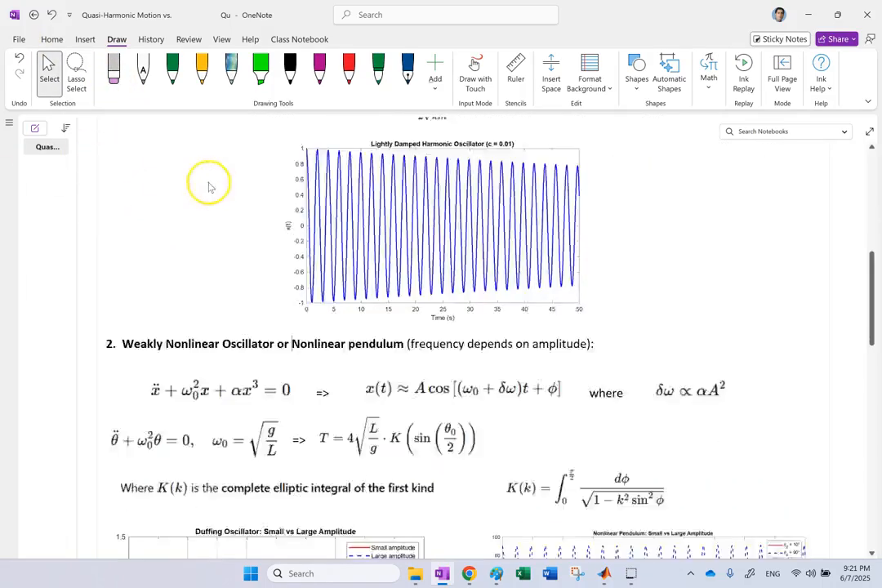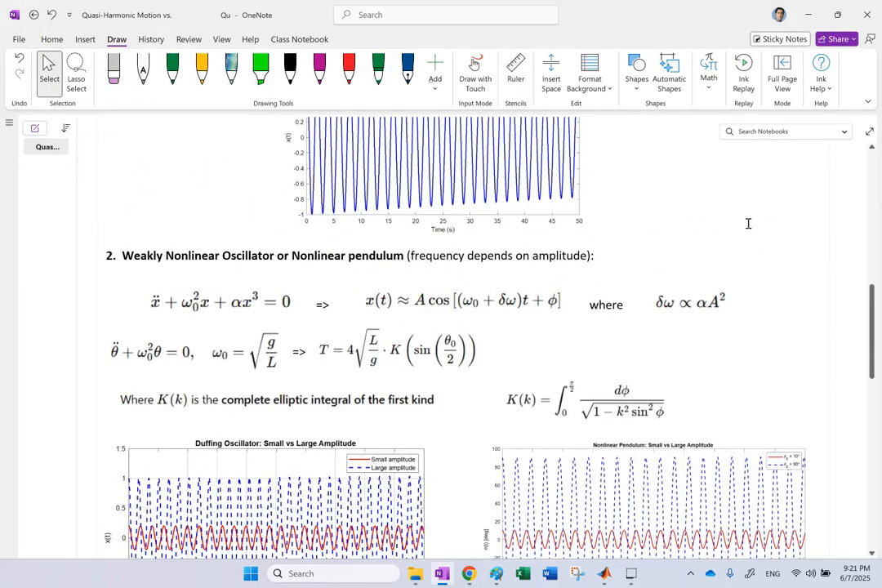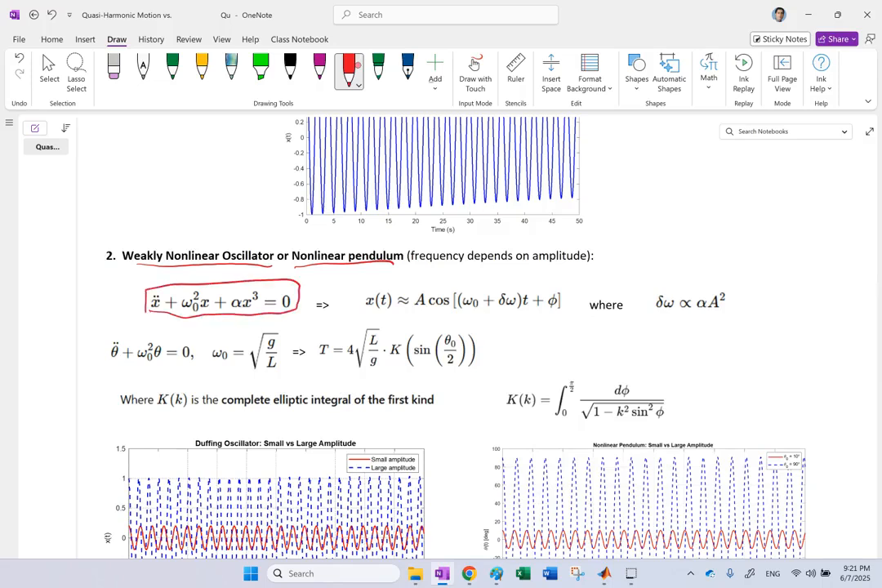The second scenario is a nonlinear system that has a harmonic response, but not perfectly simple harmonic. One case is the nonlinear pendulum. The other case is a weakly nonlinear oscillator called the Duffing oscillator. So this is a Duffing oscillator, okay? And if you want, on my channel, if you search for the Duffing oscillator, you should be able to find it. So I talked about it.